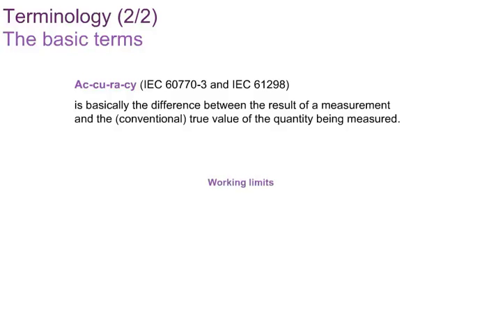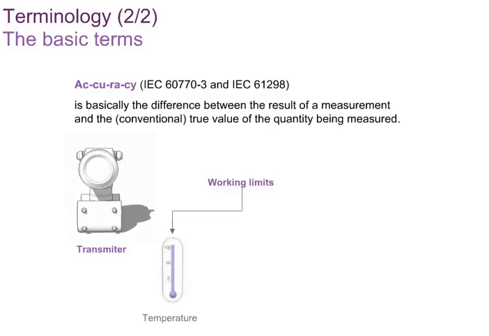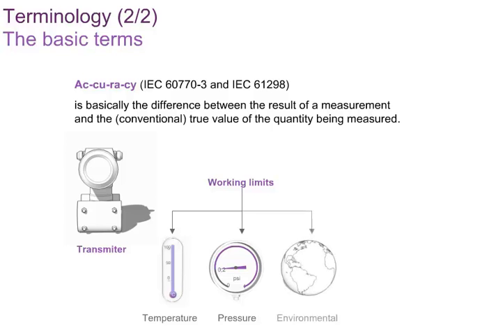Working limits. Pressure transmitters can be used within certain operative limits. Temperature limits, ambient, storage, and process. Pressure limits, overpressure, static pressure, and proof pressure. Environmental limits, humidity, vibration, shock, hazardous areas, etc.